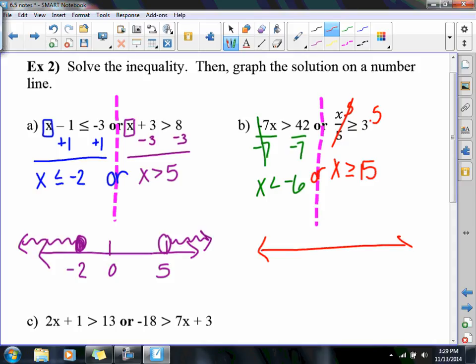So when I graph those on my number line, I'll have a -6 and a 15. So I'm going to open circle on the -6, and I'm going to shade to the left. Closed circle on the 15, and I'm going to shade to the right. Now, usually if you're doing everything correct, the smaller number goes on the left side of your number line, the bigger number goes on the right, and then you shade to the left on the left side of the number line, and you shade to the right on the right side of the number line. So those are good observations to make as well.